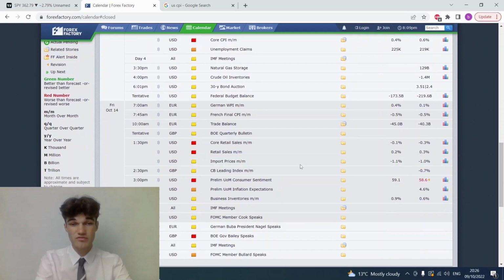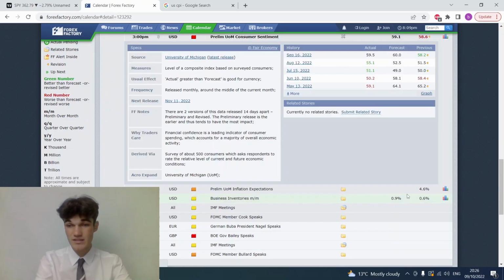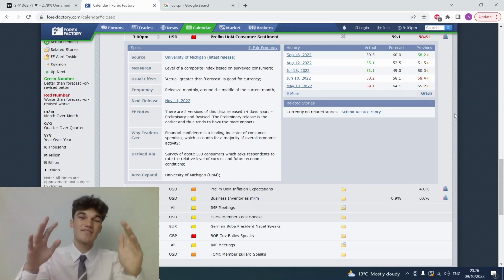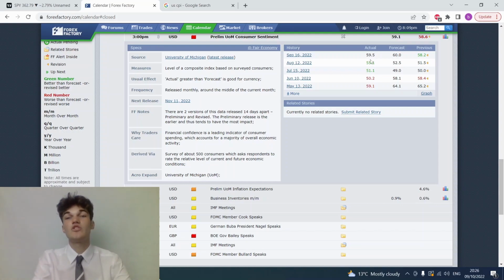And then, of course, we do have retail sales out later on in the week. Consumer sentiment is an important one. It has actually recently gone up. We had 50.2, so close to under 50, on June the 10th. Of course, we are actually seeing consumer sentiment start to rise, probably due to the fact that we're seeing inflation start to come down in the US.